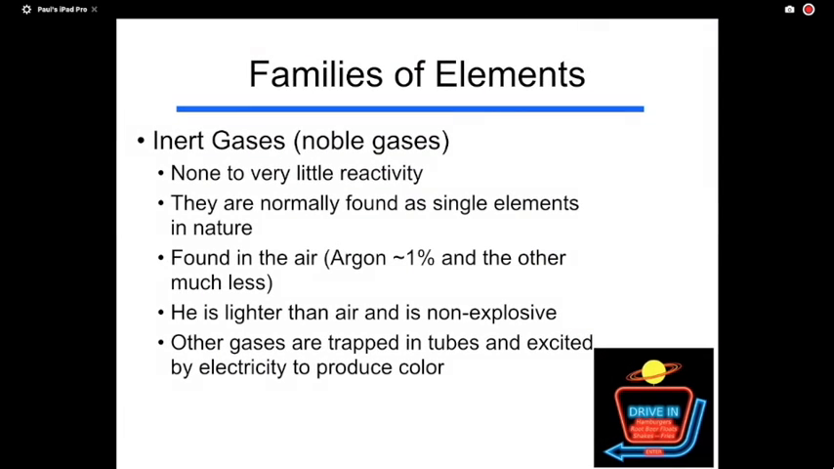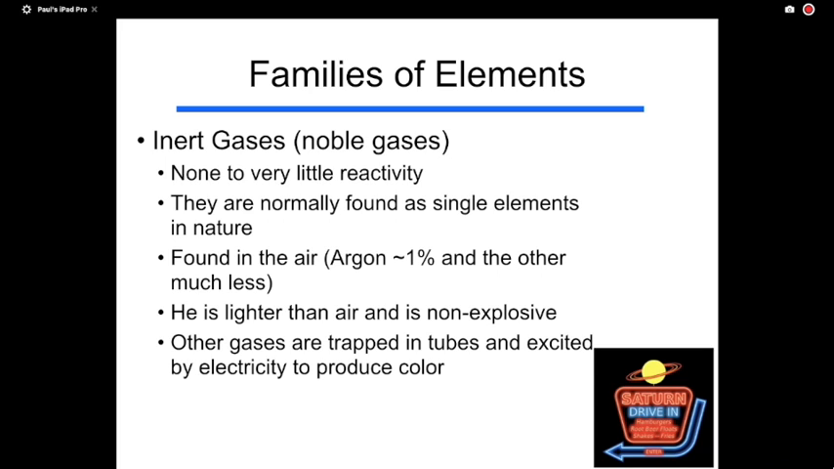The inert or noble gases are notoriously not reactive. They are found as single elements. All of them that are not man-made are actual gases. Helium is cool because it's lighter than air. Also, if you breathe it in, it's kind of cool. And again, it's non-explosive because it doesn't react with anything.